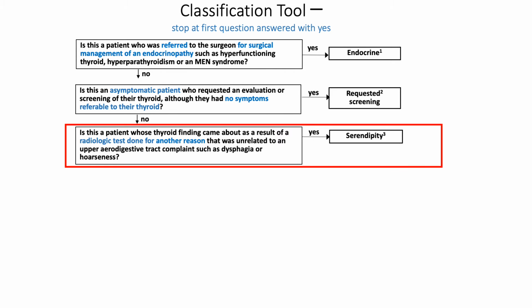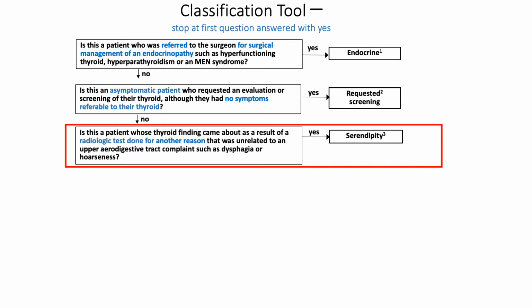A patient will be classified as serendipity if they had a thyroid finding that came about as a result of a radiologic test done for another reason that was unrelated to an upper aerodigestive tract complaint such as dysphagia or hoarseness. Some examples include a chest CT done for a pulmonary complaint, MRI done for neck pain, or a PET scan performed for evaluation of another cancer. Thyroid ultrasounds do not qualify.